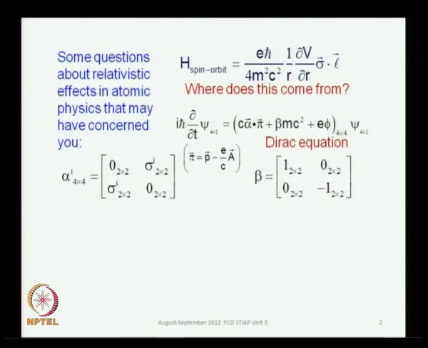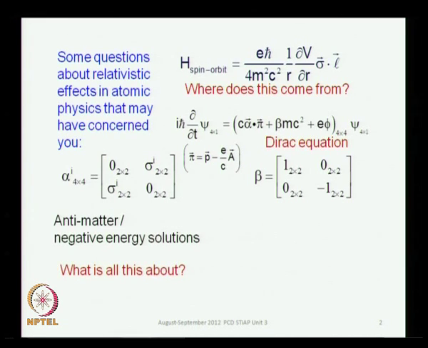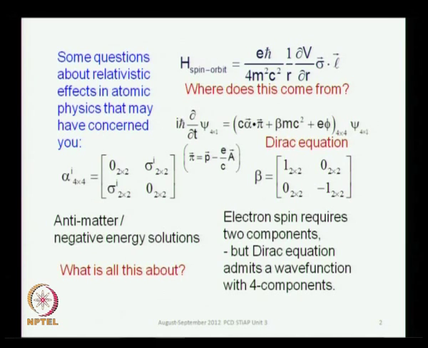You also may have seen the Dirac equation, which we shall introduce and discuss in some detail from first principles. And you will notice that this equation has got a matrix structure, alpha and beta are 4 by 4 matrices, the wave function has got a number of elements. And then you also know that there are questions about negative energy solutions, antimatter and all that. Now, we do know that electron spin requires two components, but you see in the Dirac equation that you have got four components. So, what is all this about? These are some of the questions that we shall tackle in this unit.